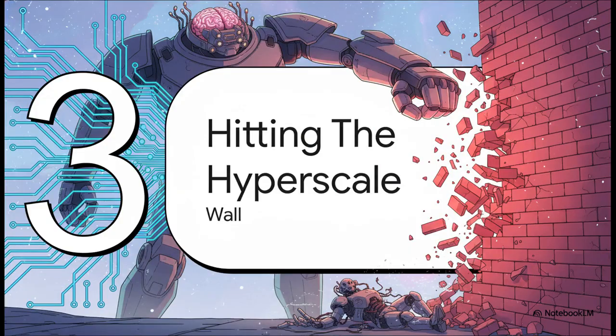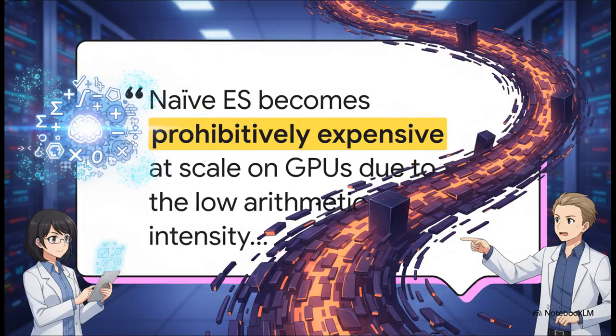So you're probably thinking, okay, if this ES thing is so flexible and powerful, why aren't we using it for everything? Well, there's a catch, a big one. When you try to apply it to models with billions of parameters, it hits a massive, ugly wall. The traditional way of doing ES just completely falls apart at that scale. The researchers behind this paper put it perfectly.